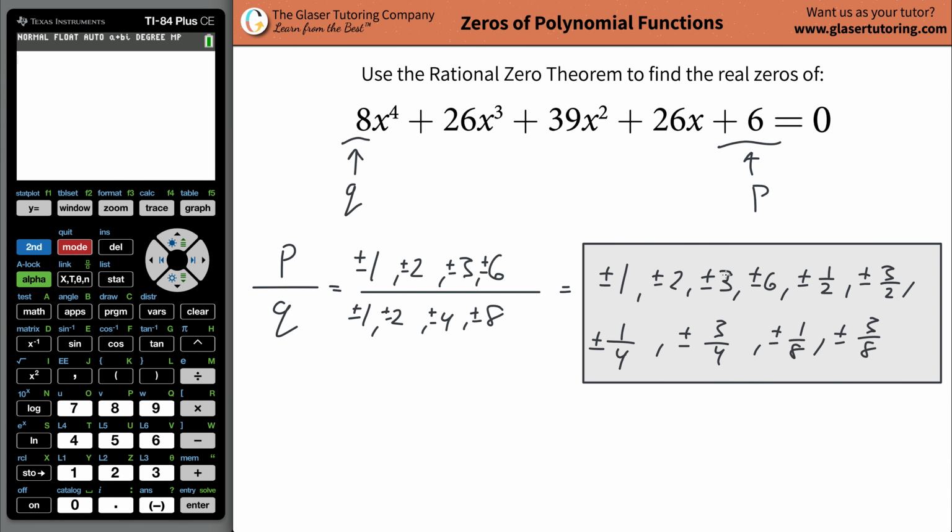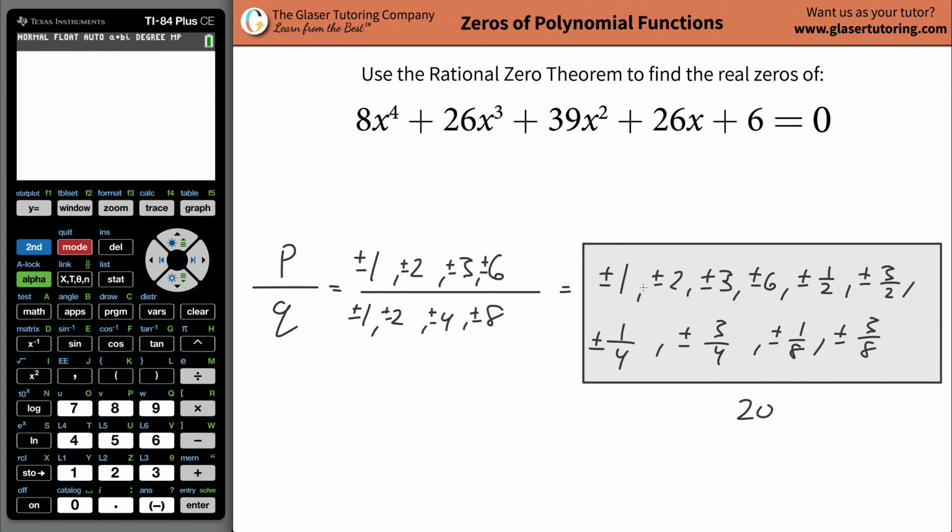Now, how many things do you have on this list? Well, you have 1, 2, 3, 4, 5, 6, 7, 8, 9, 10. But they're all plus minus, so you have 20. To use this theorem without a calculator, you'd have to test all 20 values. And hopefully you're going to get 4 of them. Hopefully. You might not. You might get none of them. Okay?